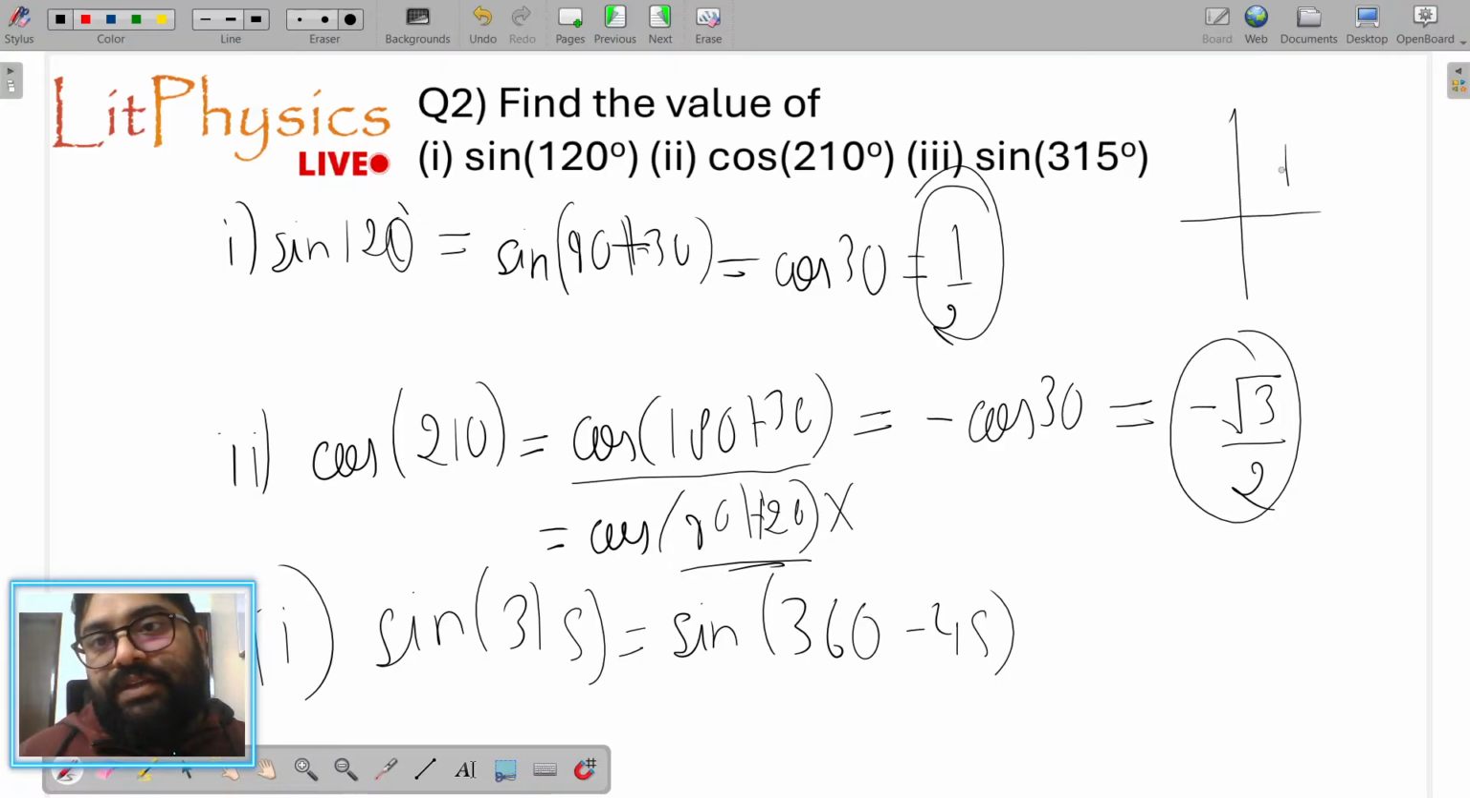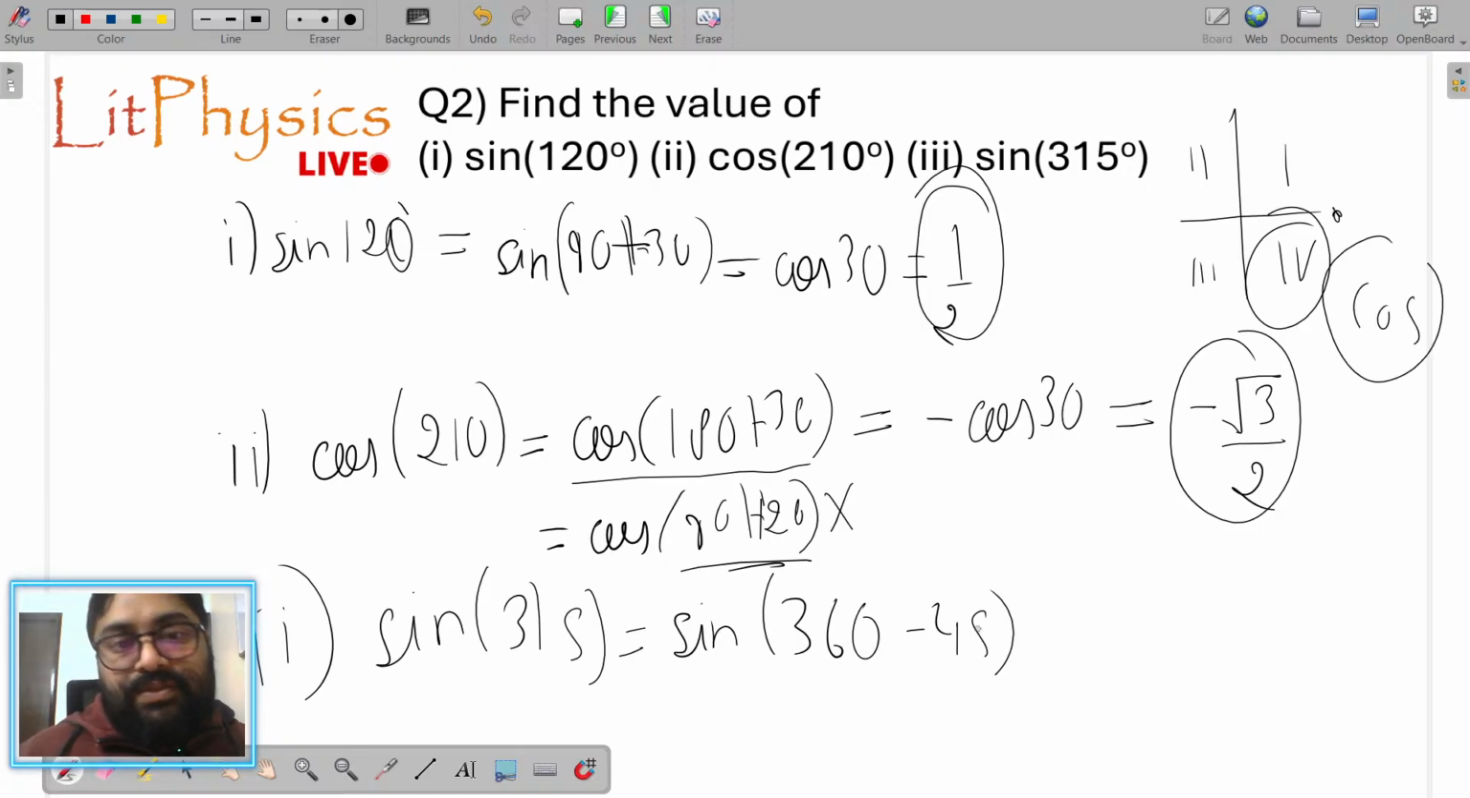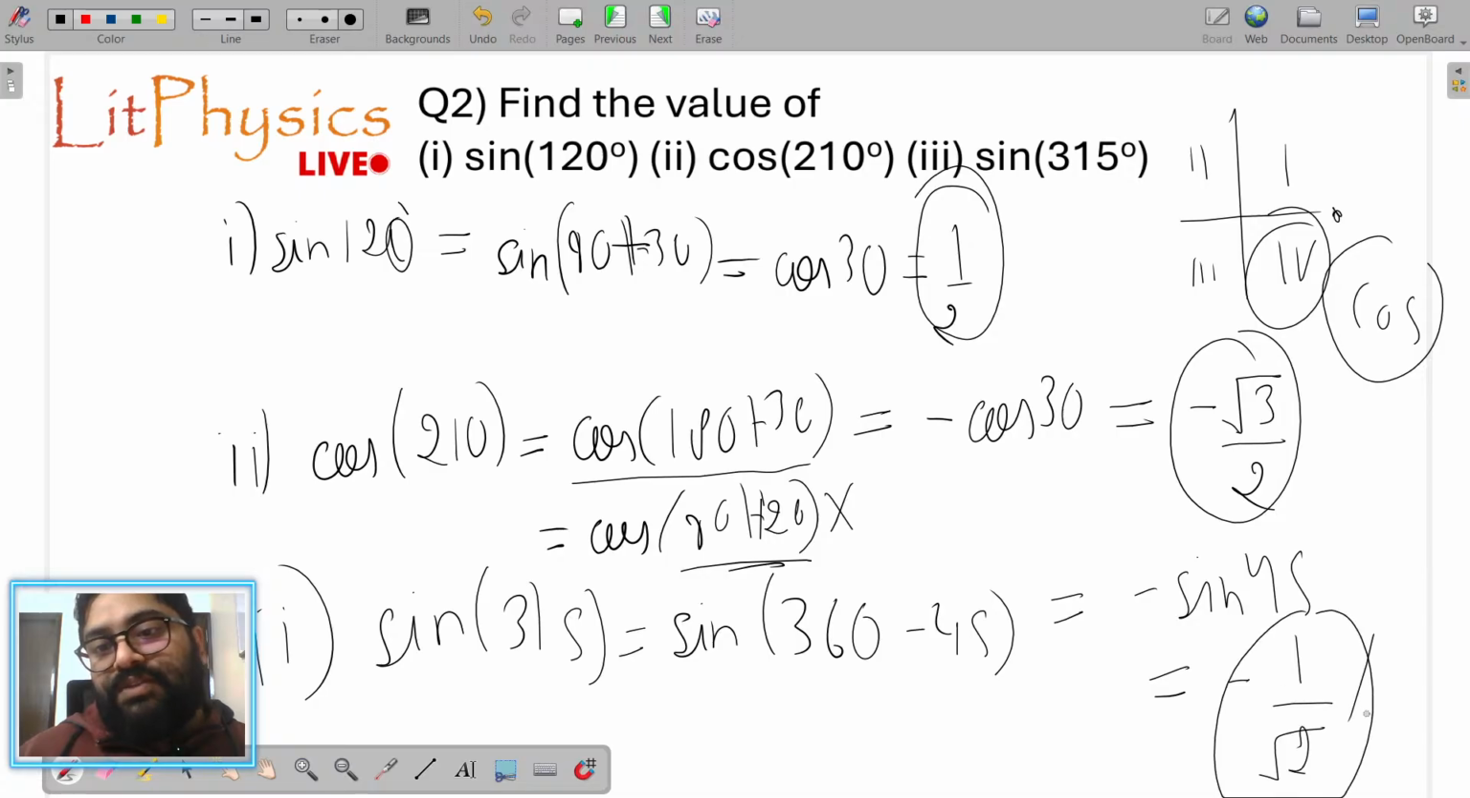Let's do the quadrants again. 1, 2, 3, 4. So 360 minus 45, 360 is here, 360 minus 45, we are in the fourth quadrant, cos is positive, therefore sine is not positive, therefore we get minus sine 45. Sine 45 is 1 by root 2, so we get minus 1 by root 2. That's your answer. Is that clear?